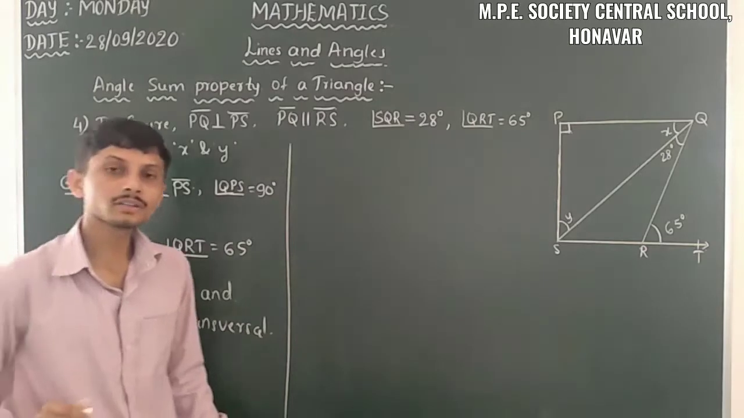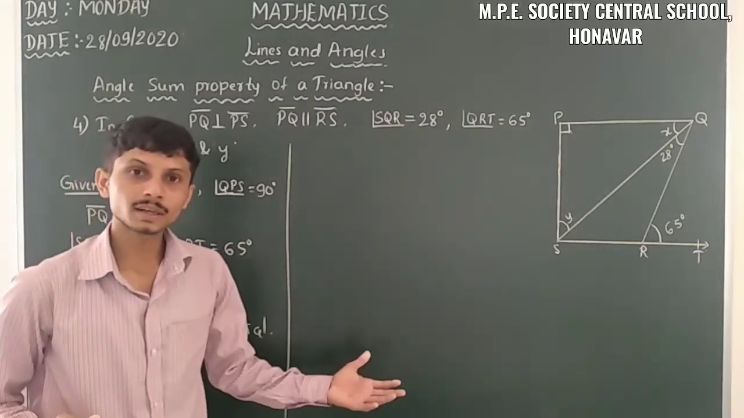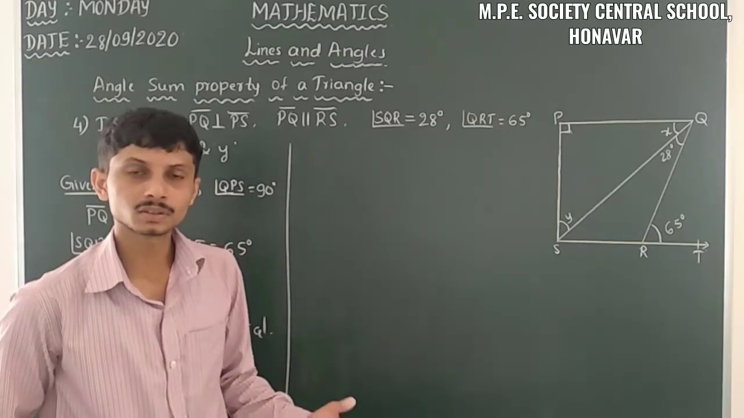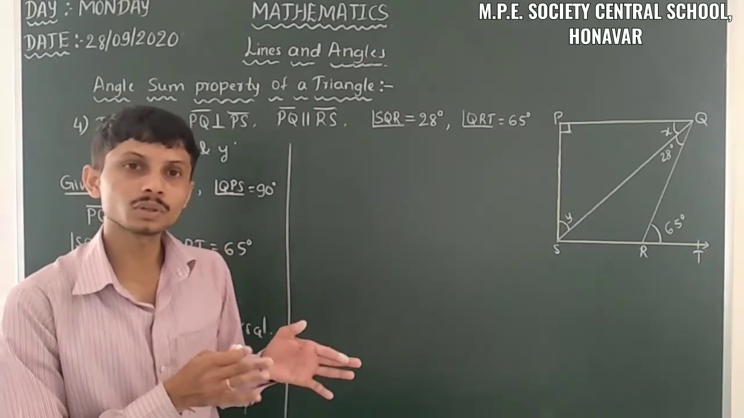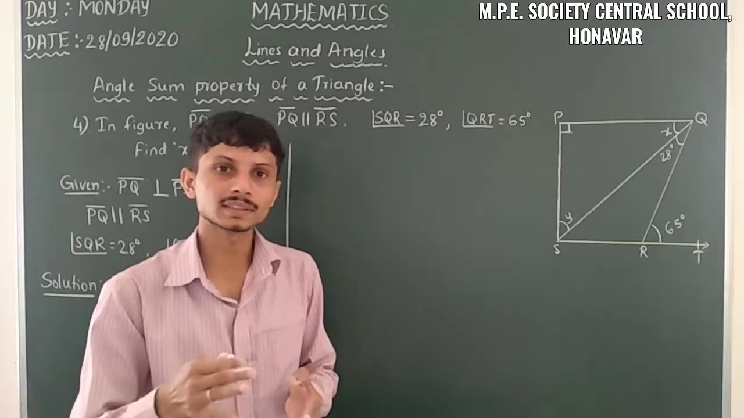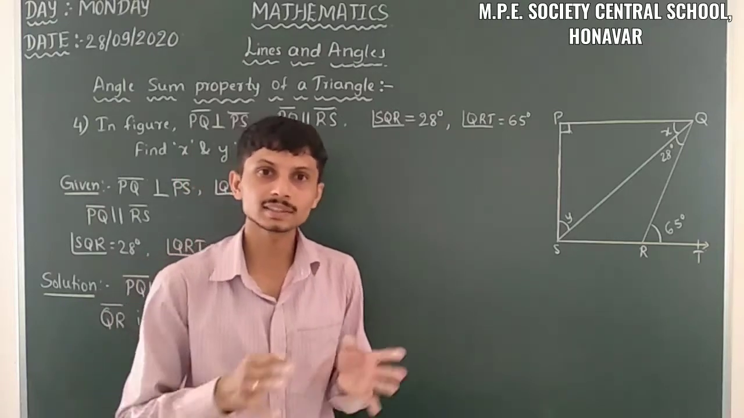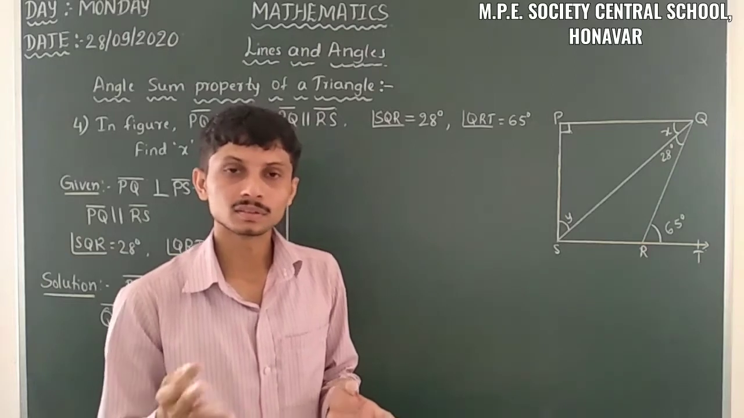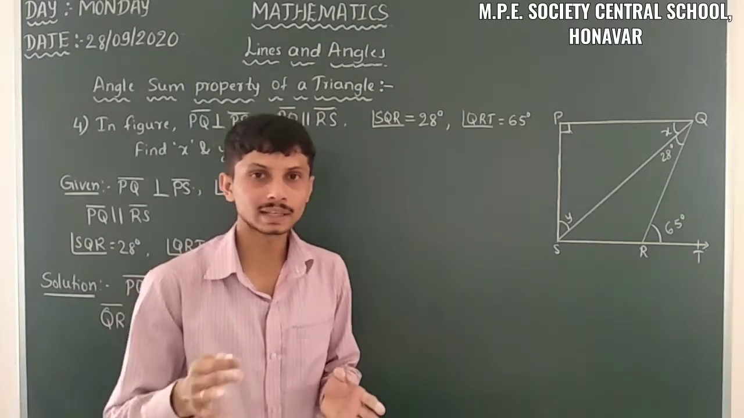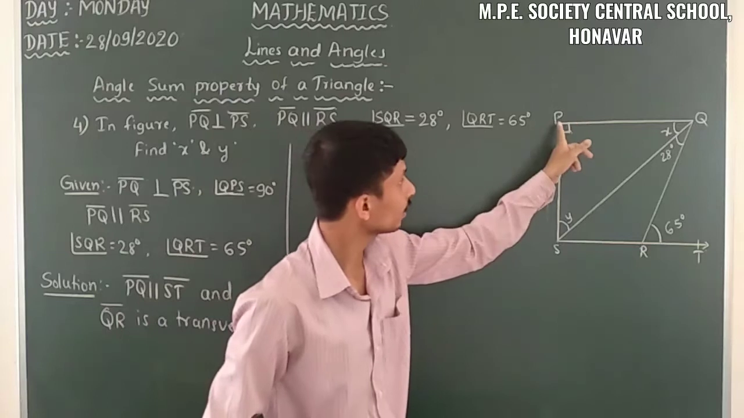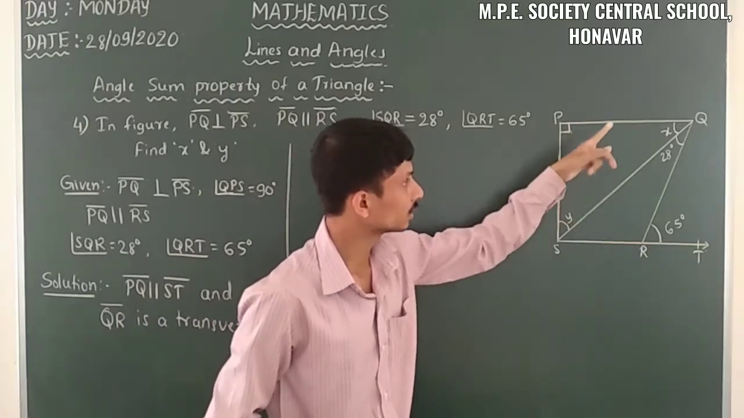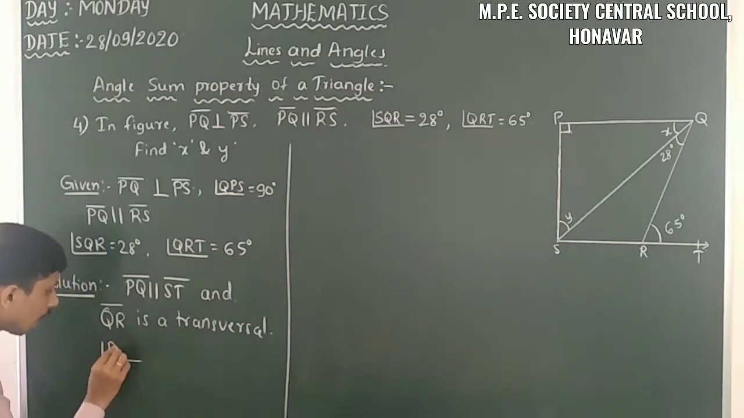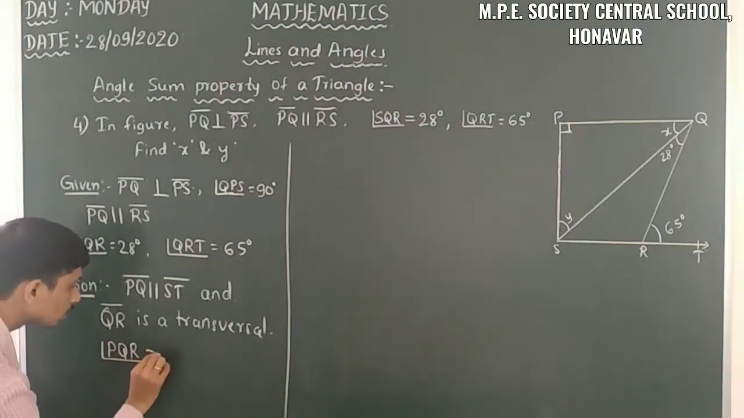Then according to theorem 6.2, what happens? The two lines are parallel and a transversal intersects the parallel lines at two different points. Then what happens? Alternate interior angles are equal. That means angle PQR is equal to angle QRT.